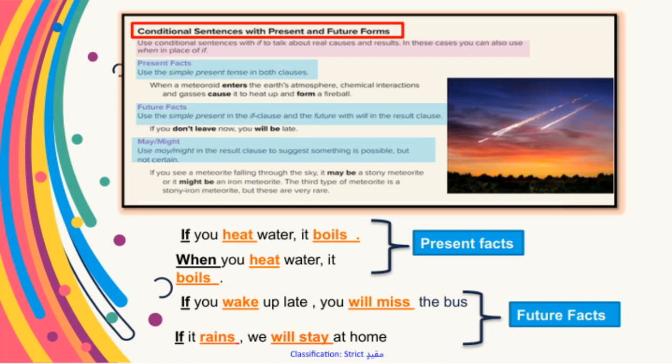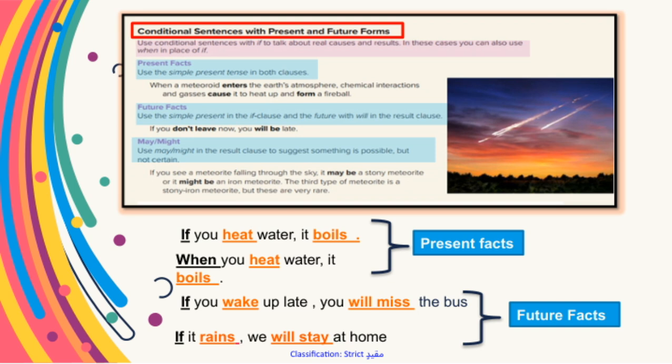Now let's look at some future facts and how they compare to present facts. When we talk about future conditions, such as if it rains, we say, "If it rains, we will stay at home." Notice how the structure here is "if" plus a present tense verb, and then "will" plus a base verb for the result.